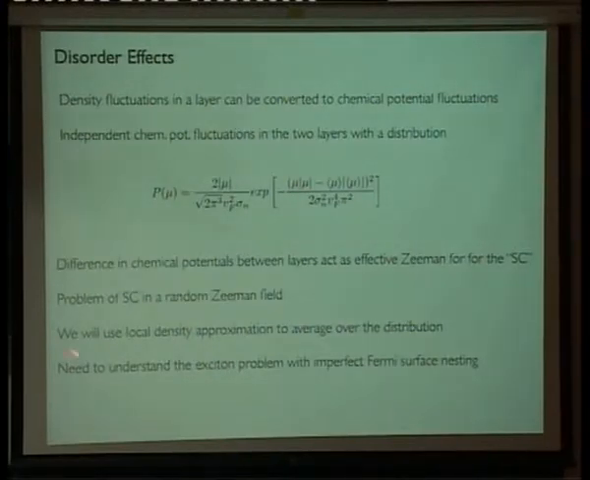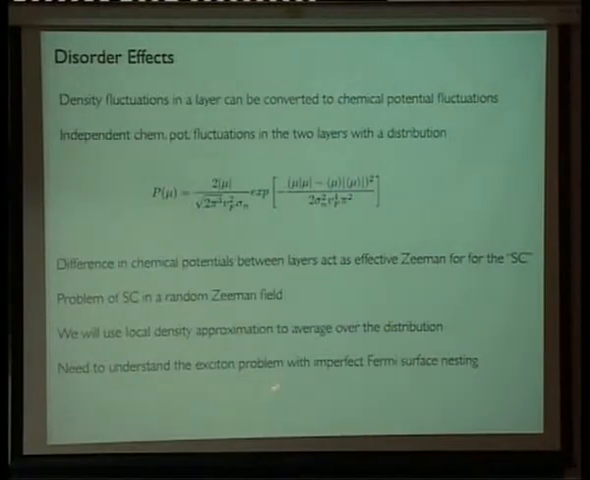Coming back to Adi's question, the difference in chemical potential, this sort of puddling, will act as a magnetic field. So it basically looks like a problem of superconductivity in a random Zeeman field. That's the problem that will happen. We are doing an actual honest to goodness calculation with actual random Zeeman field right now. But for a first test, we'll use a local density approximation to average over these disorder configurations.